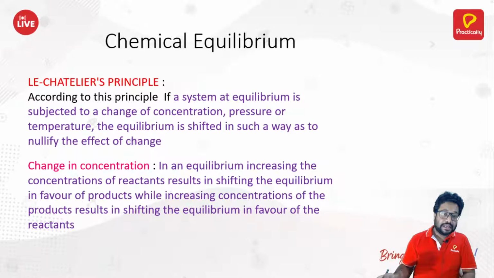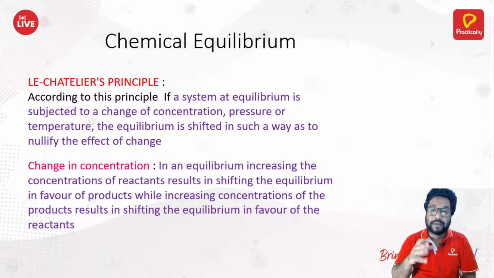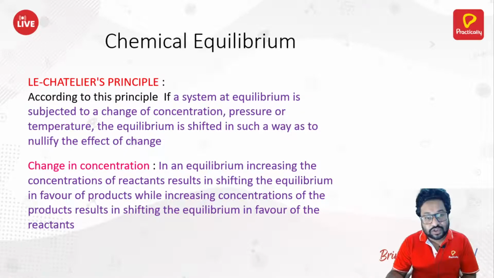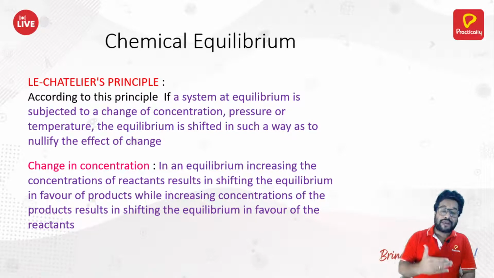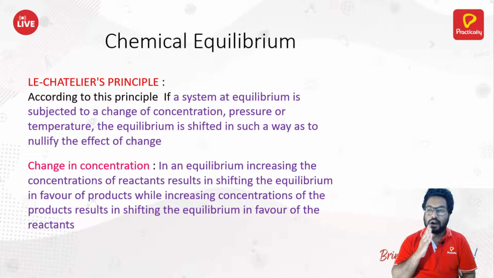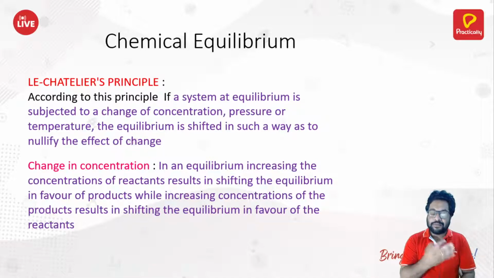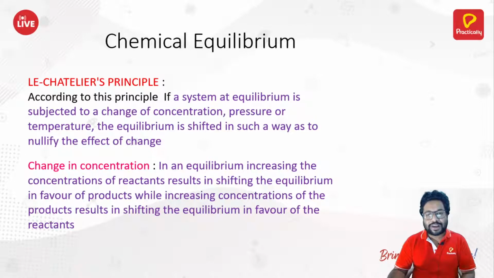Le Chatelier's principle. This principle is extremely important in chemical equilibrium. It is very important because it will dictate the terms based on which you can find out how we can tilt a given reaction to the product side. Why are we performing the reaction in the first place? Because you want a product. You don't want a reactant.